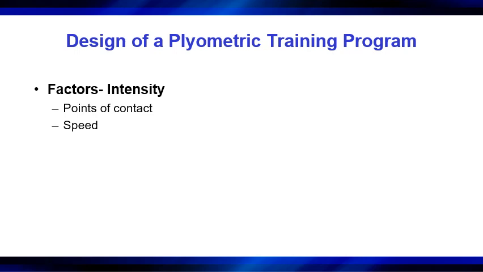The speed of the drill: the faster you do the drill, the more the intensity increases. The height of the drill: I had mentioned the depth jump. When you do a depth jump, you're landing from a height. So now not only do you have the athlete's weight coming down, but you also have the added force of gravity, which is increasing the intensity of the drill. The higher the body's center of gravity, the greater the force on the landing. That's going to make it more intense.